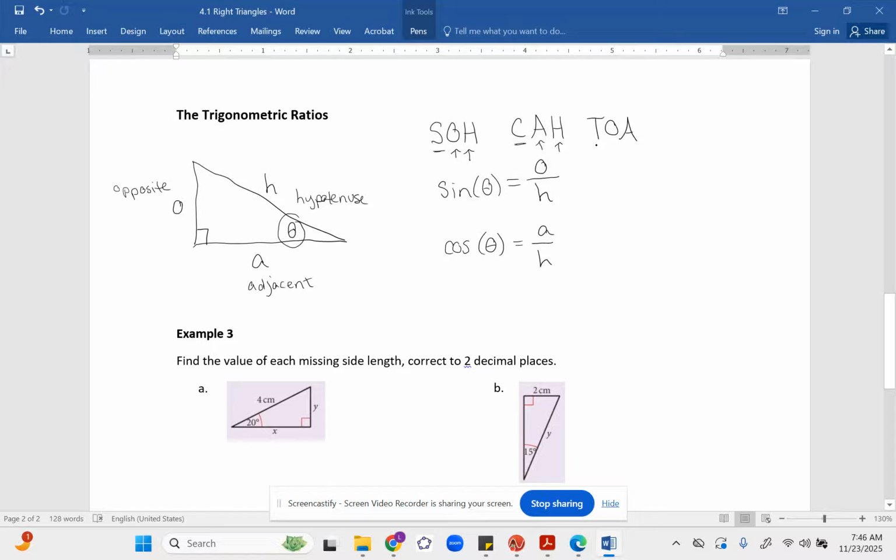And then finally we have TOA. T stands for tangent. We write it as tan of an angle equals O over A. That means opposite side over the adjacent side. Okay, so below we'll work with these three trig ratios.